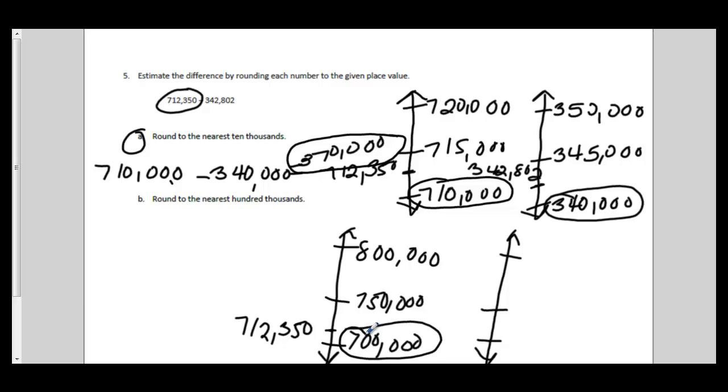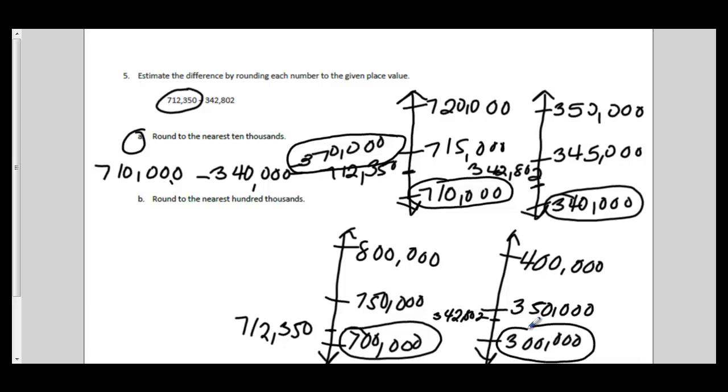That's going to be a nice, easy number to subtract. And 342,000 has 300,000s. One more 100,000 would be 400,000. And my halfway point would be 350,000. So 342,000 is going to be down here. So it's going to round to 300,000. So this is going to be an easy subtraction problem here. So 700,000 minus 300,000 equals 400,000. So here's my answers, 400,000 and 700,000.